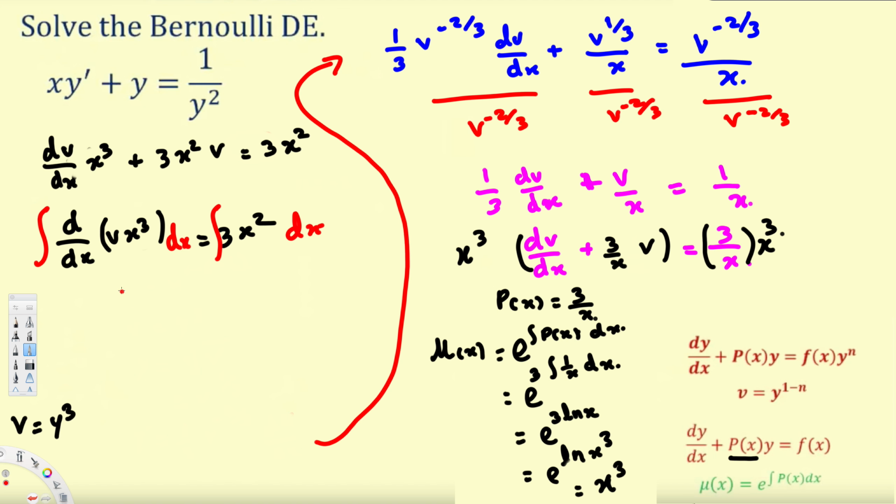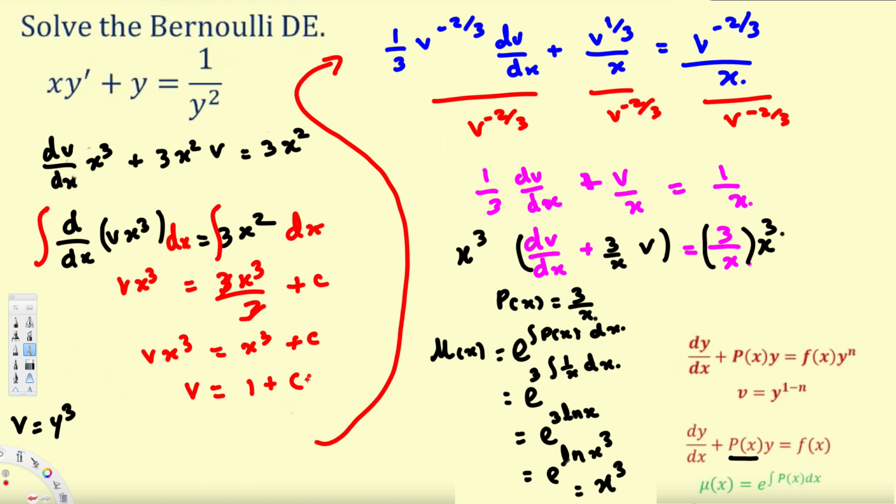So integration with respect to x, and if we integrate this one, integration and derivative cancel each other. So we are going to be left with vx cube, and on the other side of the equation we are going to have 3x cube divided by 3. So 3 cancels. We are going to have vx cube is equal to, also we have to put a constant right here, and vx cube is equal to x cube plus constant, and we have to bring this x cube to the other side. We are going to have v is equal to 1 plus c times x power minus 3.